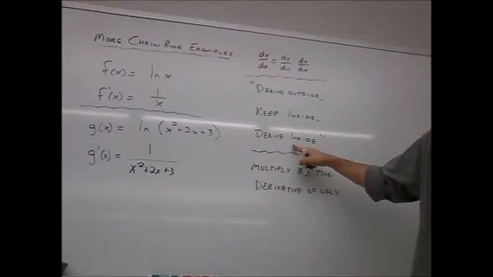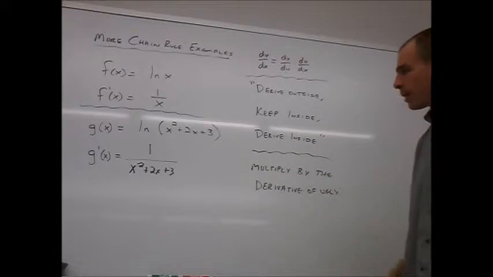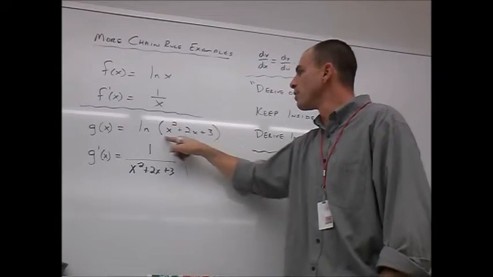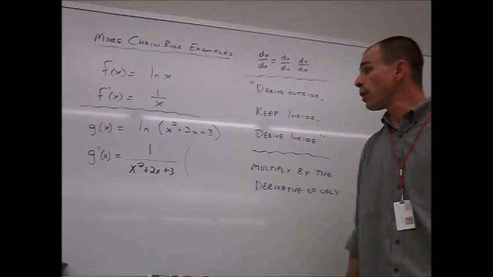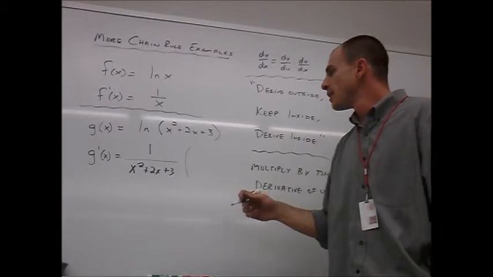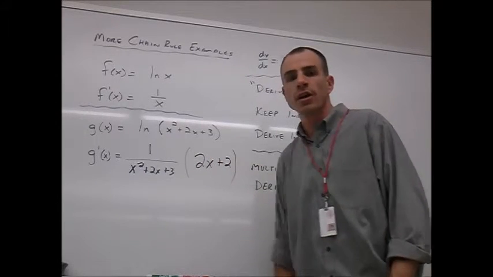Now it's time to derive the inside. What do we do with it? Well, we multiply by the derivative of the ugly. That's deriving the inside. So we now have to multiply this by the derivative of that polynomial. What would be the derivative of x squared plus 2x plus 3? Yeah, you're old pros at this by now. That's going to be 2x plus 2. Okay, so there's our answer right there.